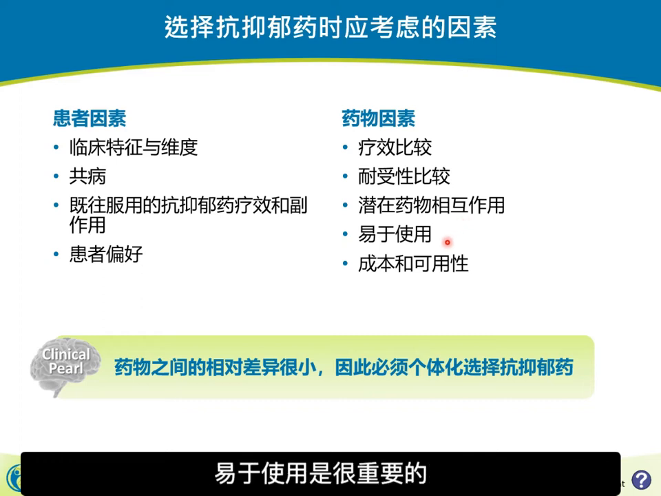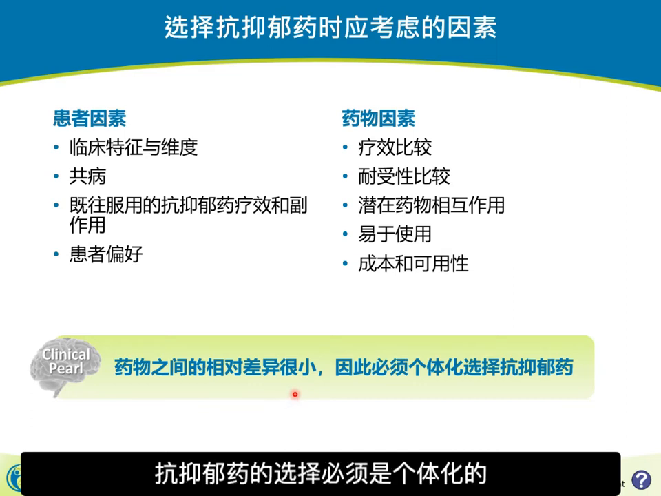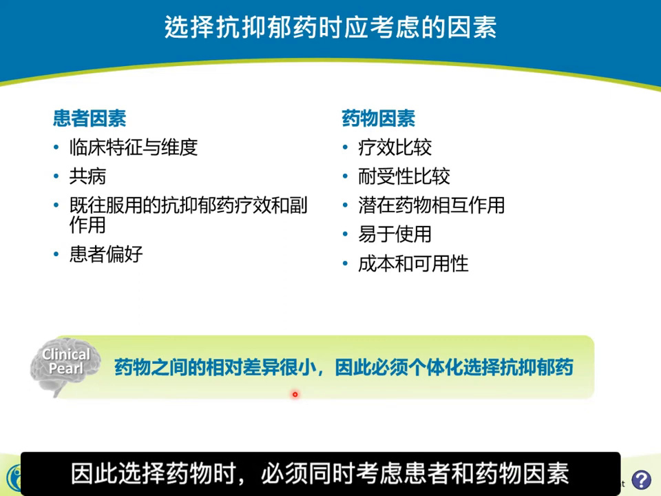Simplicity of use is important, so medications that can be given once a day, and that you don't have to worry about the time of day or whether you need to take them with food or not. And then for many of our patients, cost and availability are a particular issue. So we really have to regard that antidepressant selection must be individualized, because the relative differences between the medications are small and the differences between patients are large. And so we have to consider both patient and medication factors in selecting a medication.